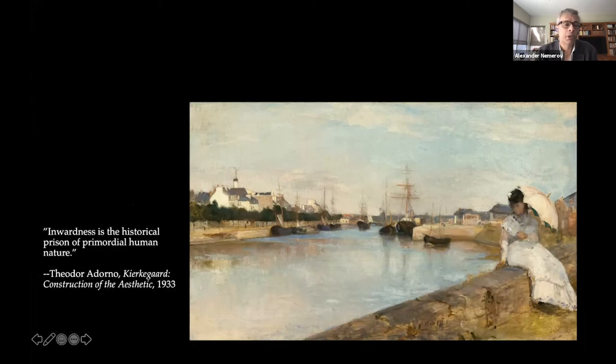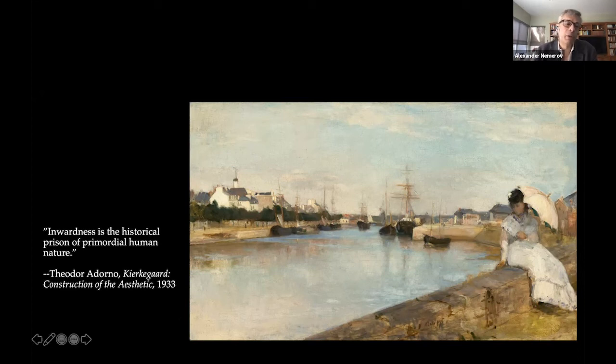And Adorno puts it similarly when he says inwardness is the historical prison of primordial human nature. So it's a kind of construct, the very opposite of a natural way of being, that isolates a person from experience. Her walled-offness is part of that which I think Adorno critiques. And when I think about what the two Morisot sisters, the two I'm concerned with today, were even reading at the time, there's further proof, if you like, of this irrelevance of reverie to historical consciousness.